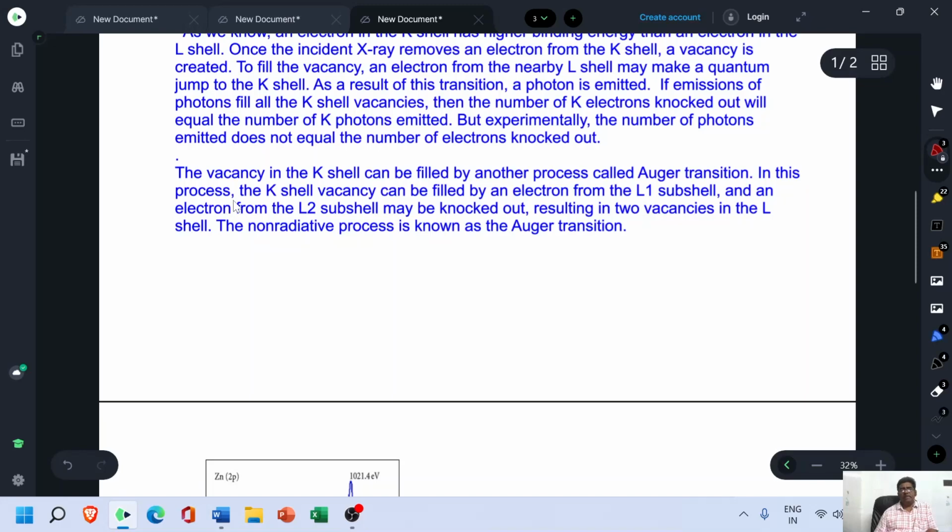In this process, the K shell vacancy can be filled by an electron from the L1 subshell, and an electron from the L2 subshell may be knocked out, resulting in two vacancies in the L shell. The non-radiative process is known as the Auger transition.